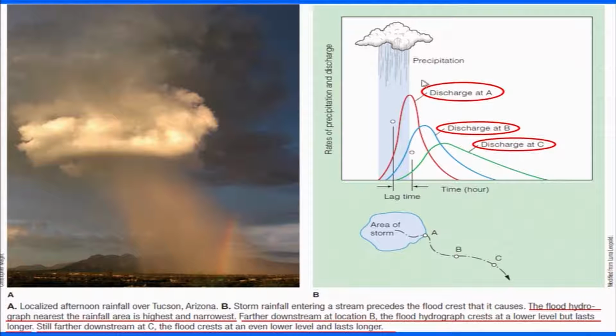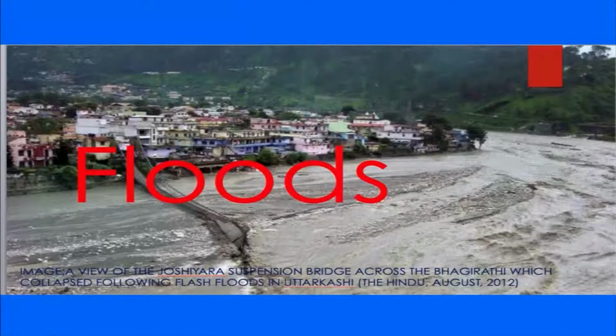So this is important, the three states which have been shown. The closest to the area where there is higher precipitation or where the rainstorm is experienced, the hydrograph is very peaked or sharp, whereas it becomes broader and lasts longer as you move to areas away from the area of higher rainfall, in the case of B and C. So this is an example of the floods in Uttarakhand in 2012.